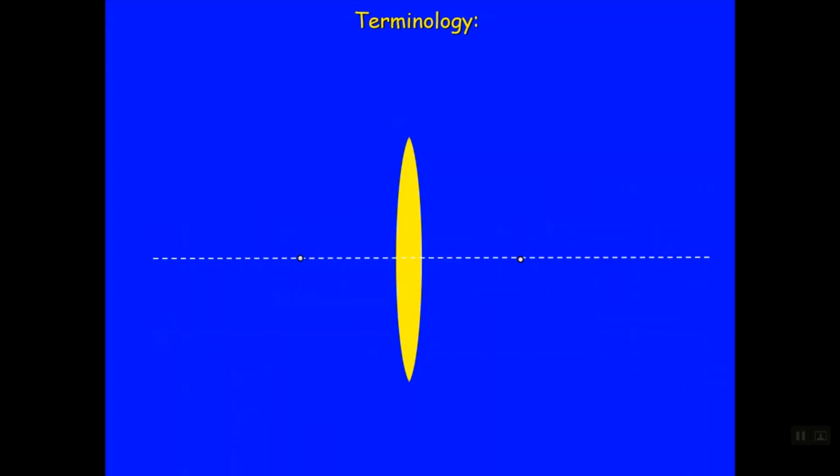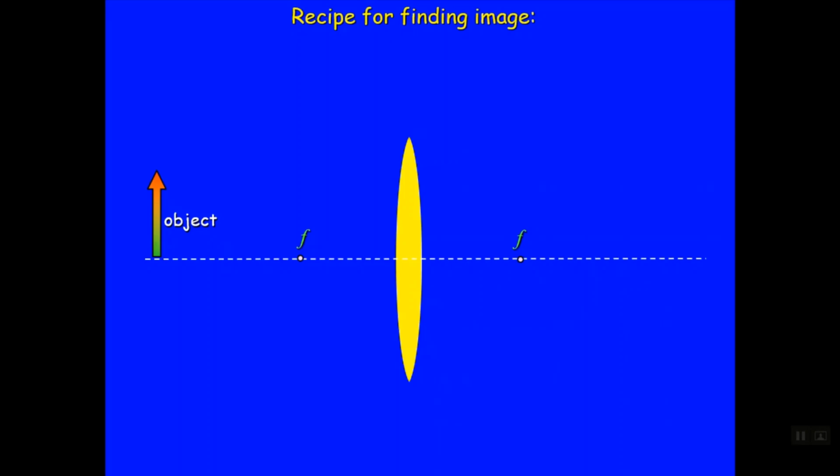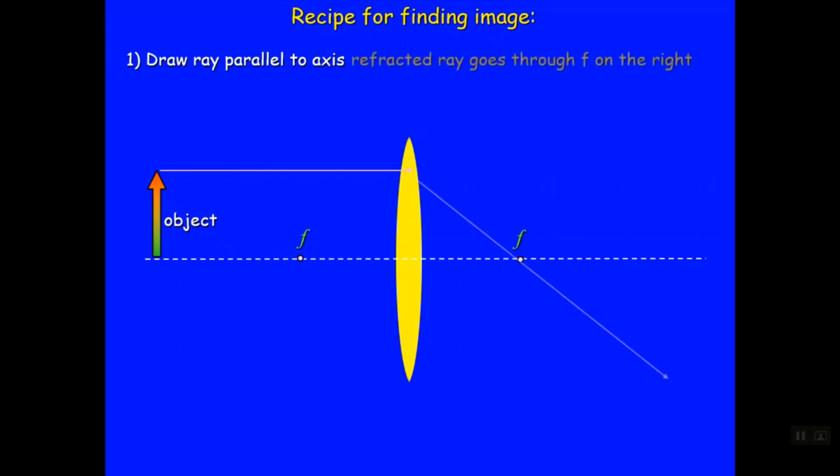So we also have our object. If we represent our object with an arrow, we'll find that on the other side of the lens we form an image, except for one type of scenario where the image and the object would be on the same side. So how do we find our image? The first thing that we do is draw a ray from the tip of the arrow, parallel to the axis, up to the lens. From there, the refracted ray goes through F, the focal point, on the other side.